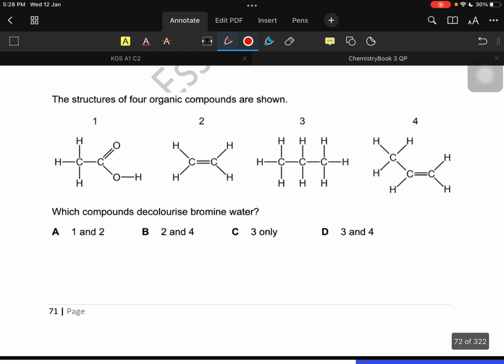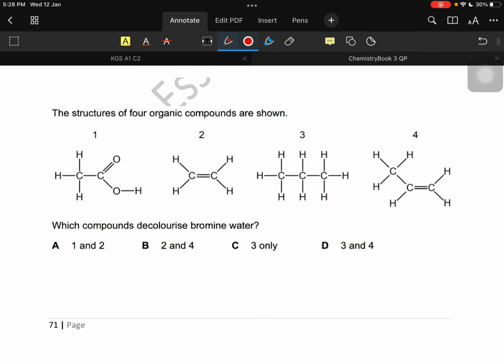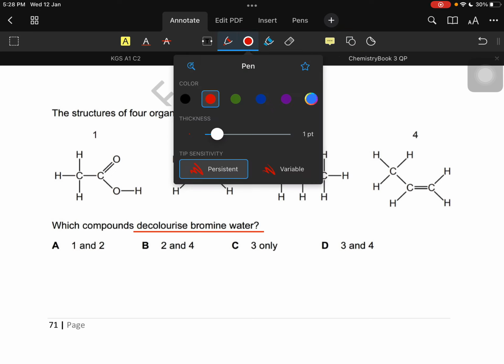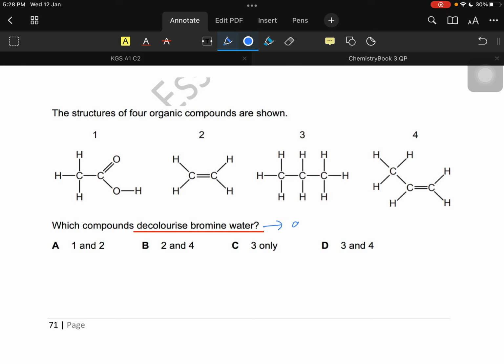We can see over here the structure of 4 organic compounds are shown. Which compound decolorizes bromine water? So it's asking for decolorizing bromine water, which is something all the alkenes do. They decolorize the bromine water. They turn it from brown to colorless. This is not an alkene. Molecule number 2 is definitely an alkene.